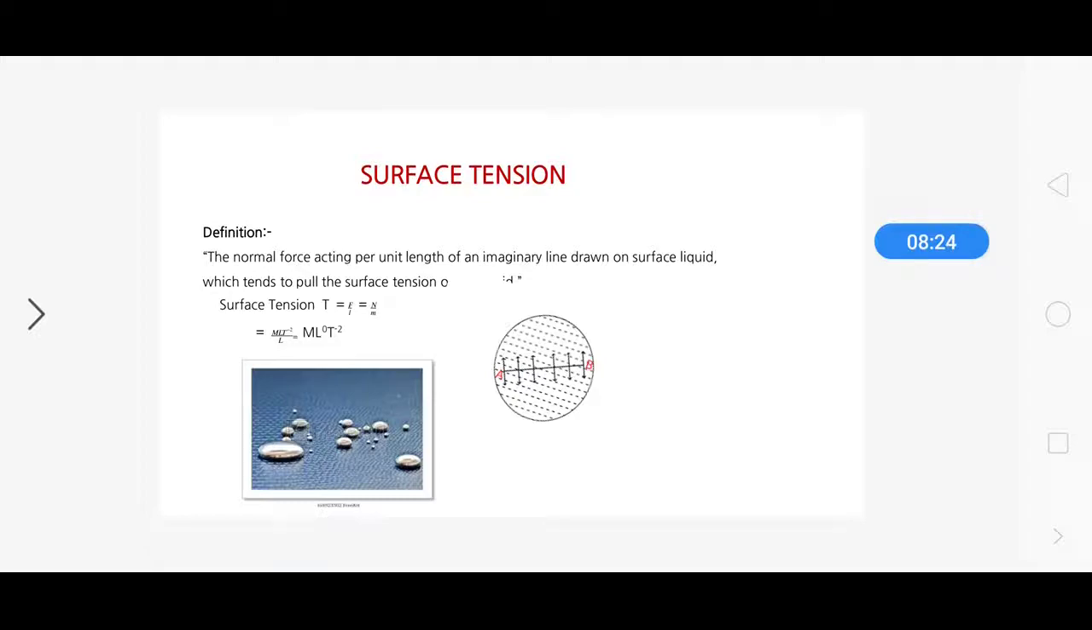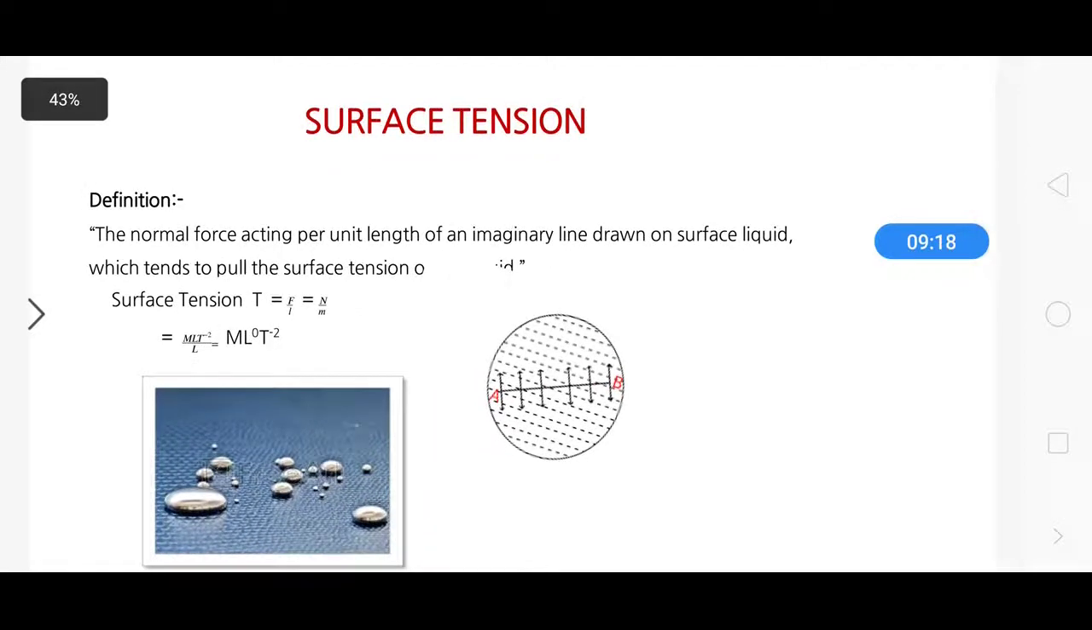First of all, consider one liquid surface, then imagine one imaginary line on the surface of the liquid. Then the force acting, what type of force? It is a normal force acting per unit length of imaginary line, and this normal force tends to pull the surface in such a way that the surface occupies lowest surface area. And the surface tension is equal to T is equal to F by L.